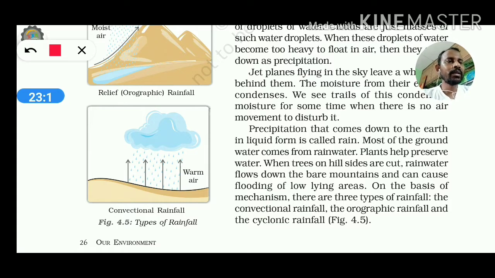So today we have discussed some of the factors related to the climatic condition as well as the weather condition. In the next video we will discuss the permanent air pressure belts and the greenhouse effect.